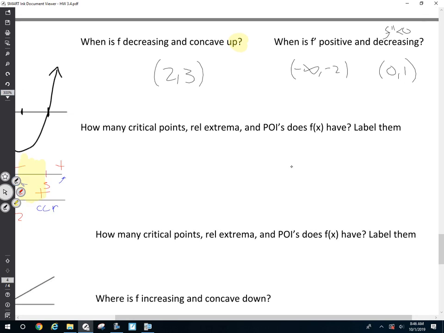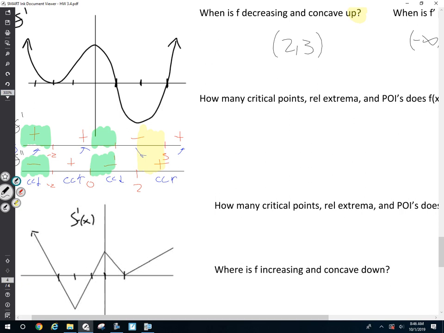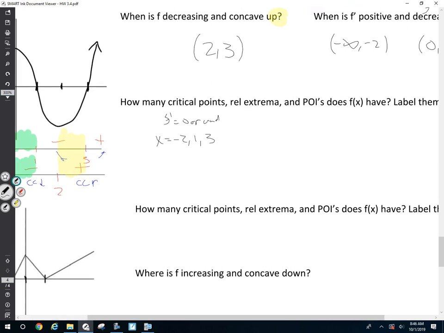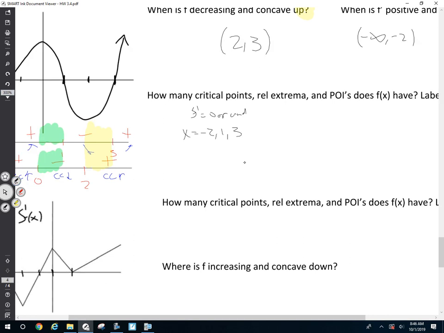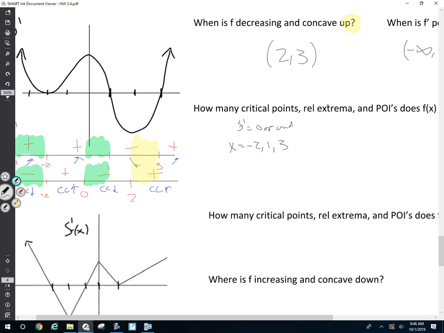How many critical points relative to extrema and points of inflection does f of x have? So critical points, remember, are just when f prime is 0 or undefined. It's not when f prime and f double prime are 0 or undefined. So my critical points are at negative 2, 1, and 3. However, my relative extrema are just x equals 1 and x equals 3. X equals 1 is a max. X equals 3 is a min.